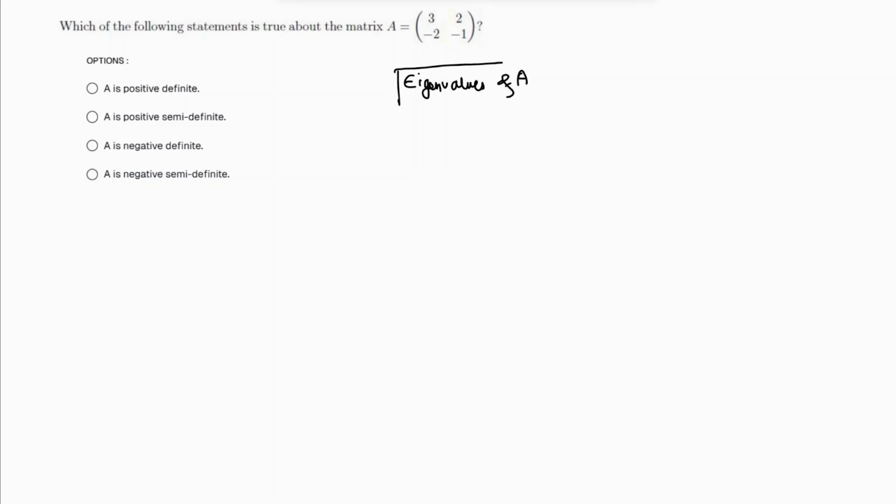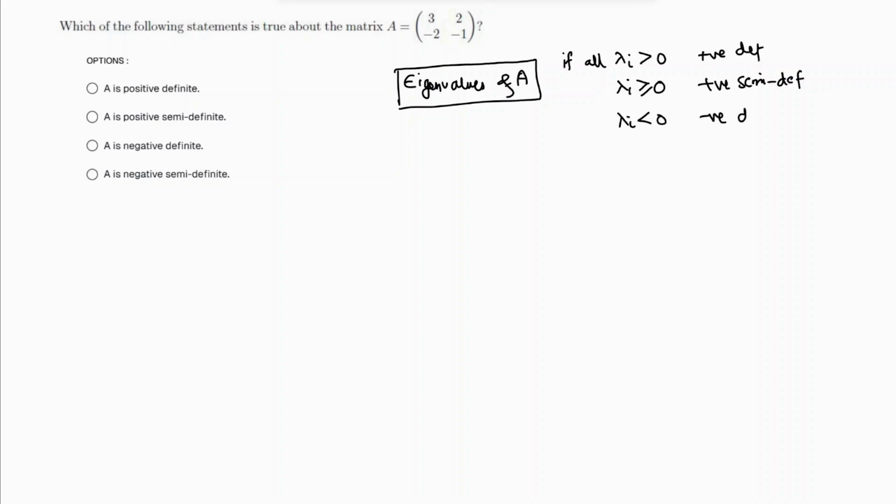So what does this method say? It says that if all eigenvalues, all lambda i, are strictly positive, then it is positive definite. And if it is not strictly positive, but some of them are 0, then it is positive semi-definite. Similarly, if all of them are strictly negative, we call it negative definite. And if some of them are 0, then we call it negative semi-definite.